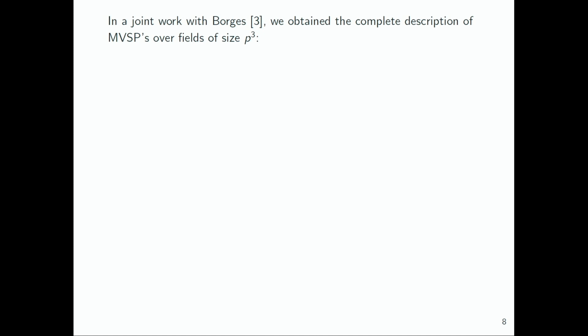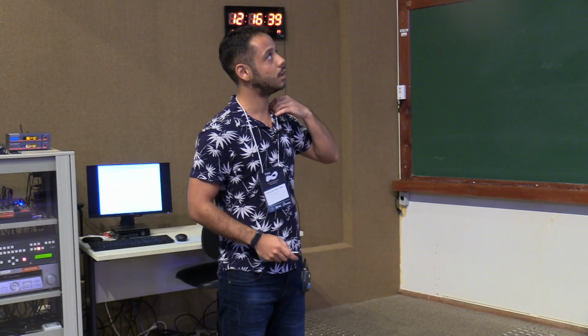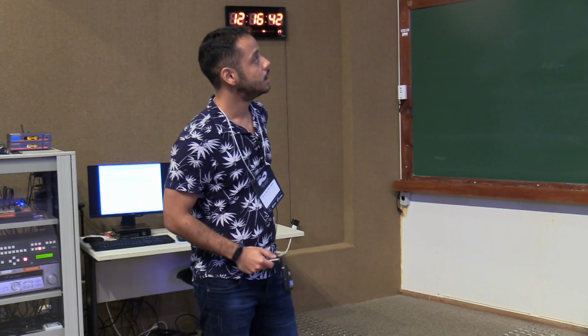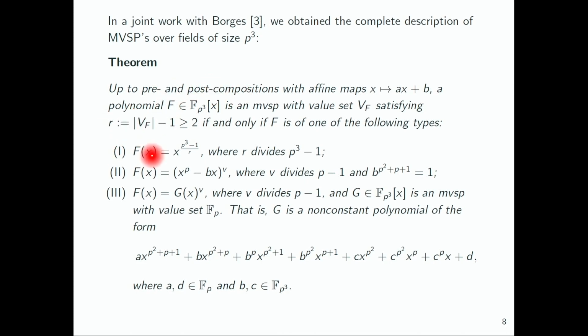We were able to characterize the MVSPs over fields of size p cubed. And so here's the description. We have 3 families of polynomials. The first 2 were already expected from general cases, and I'm just focusing on the third one. We take G as an MVSP over F_{p^3} with value set F_p. So the value set is a subfield, and you take powers. And here's the description of all possible G's.